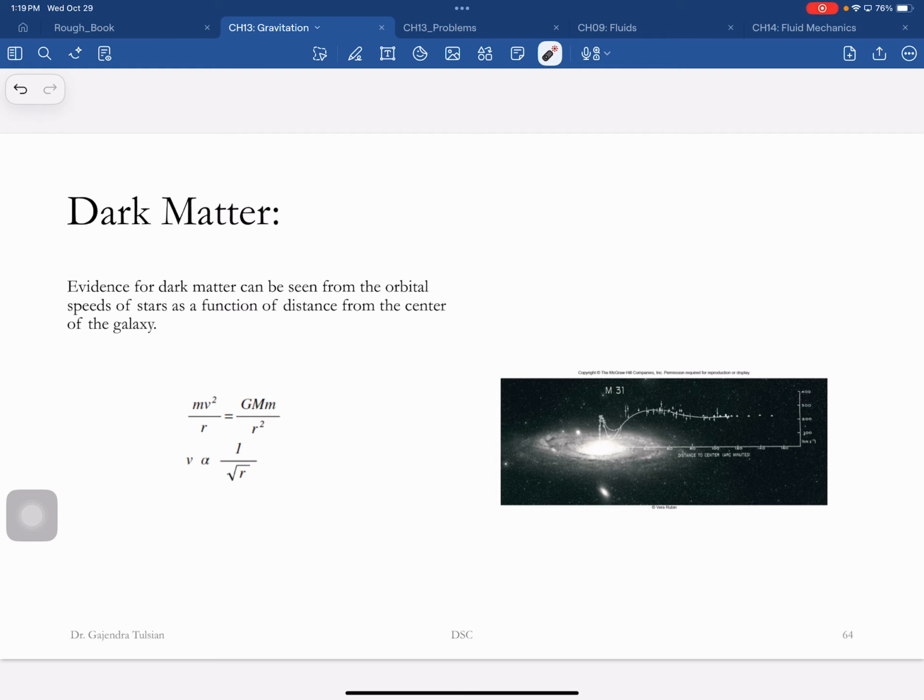So how could you solve that problem? You can see that this is not falling off. That must mean there's mass over here. That was the first indication of dark matter. Okay, so very famous graph. So evidence for dark matter can be seen from the orbital speed of stars as a function of distance from the center of the galaxy. So this problem is related to that.